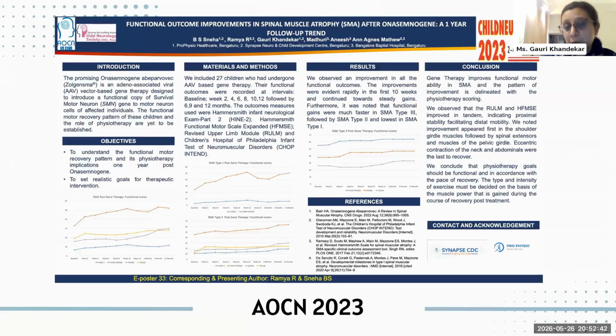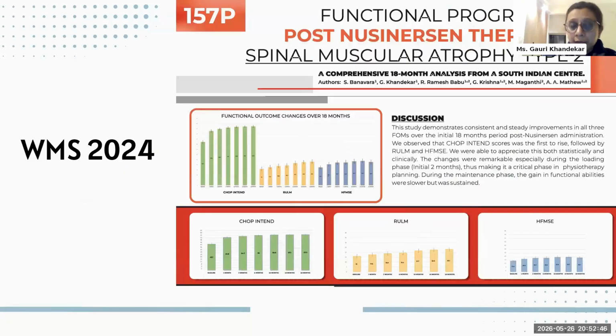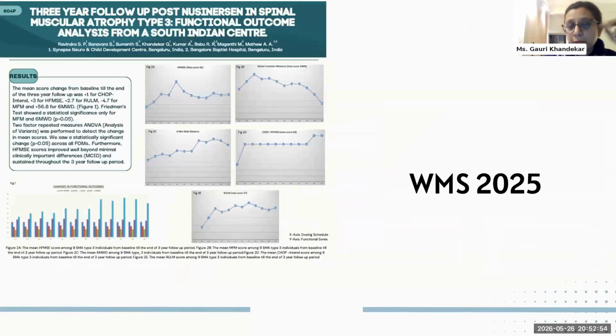These are a few papers our team presented at AOC in 2023. At WMS 2024 we also presented on functional progression in post-nusinersen therapy, and the latest was WMS 2025, where we again presented a 3-year follow-up post-nusinersen in spinal muscular atrophy using all the functional outcome measures.